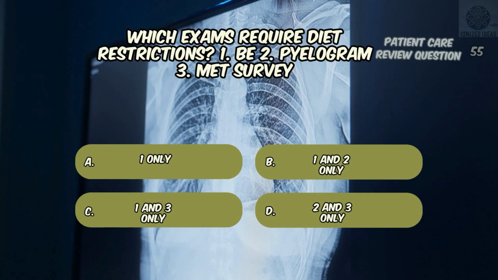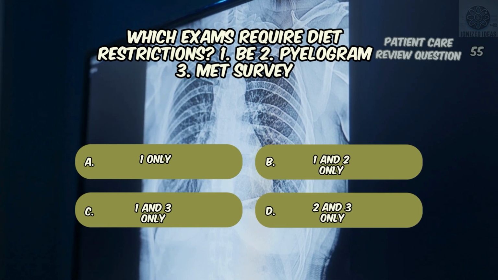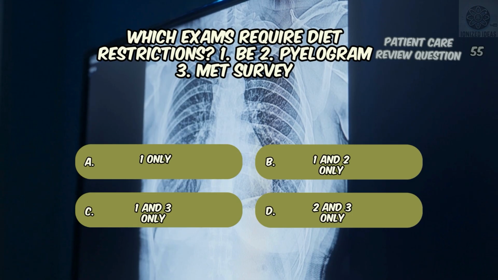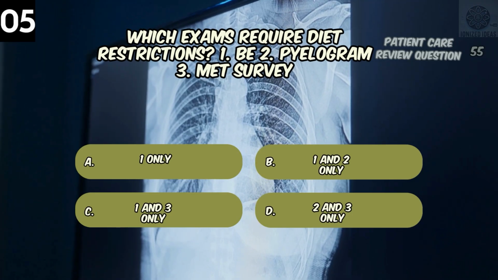Which exams require diet restrictions? 1. Barium enema. 2. Pyelogram. 3. Metastatic survey. A. 1 only. B. 1 and 2 only. C. 1 and 3 only. D. 2 and 3 only.